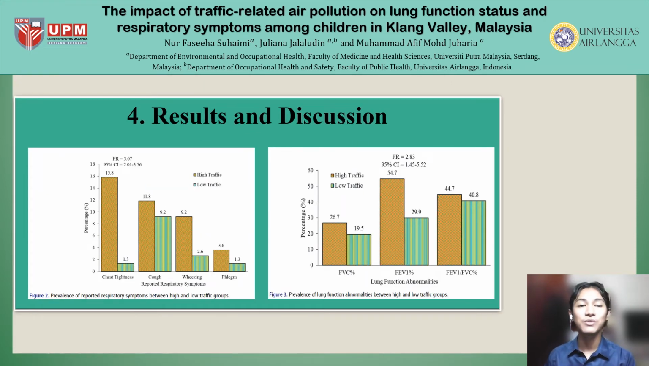As shown in Figure 2, there were 4 parameters of respiratory health symptoms that were studied, which include cough, wheezing, phlegm, and chest tightness. All respiratory symptoms showed significant differences between both groups. However, only chest tightness had a significant association with TREP concentration in school at p-value 0.001. There were 12 children from high traffic areas and 1 child from low traffic areas who had chest tightness. These findings demonstrate that children in high traffic areas were 3 times more likely to experience chest tightness when compared to the children in low traffic areas.